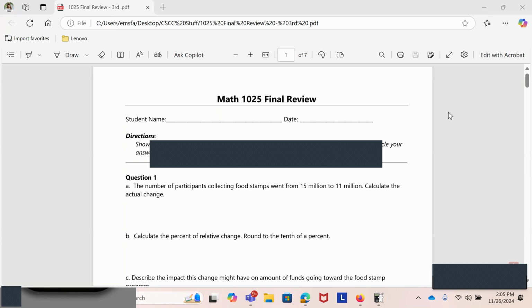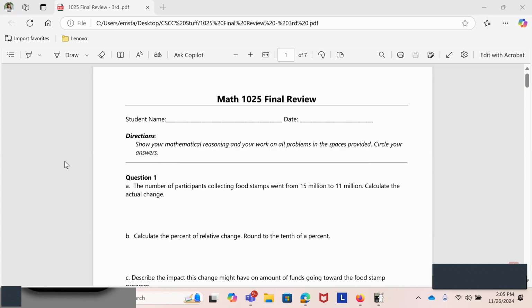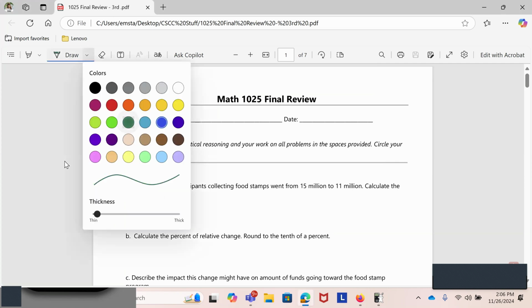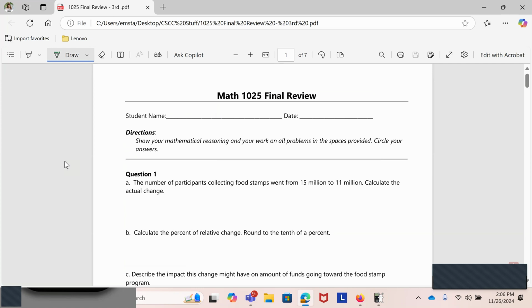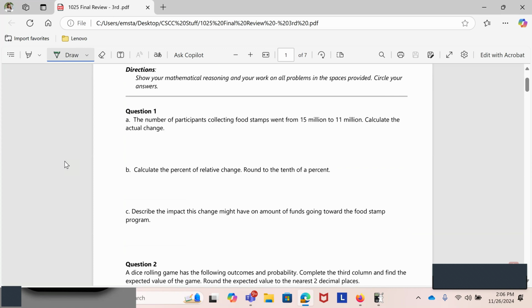So this is our review for the second half of the material in Math 1025. This is from the end of chapter 2 and chapter 3. So hopefully everything looks familiar, and we're gonna work through this. You can ask any questions you have, and we'll go from there.